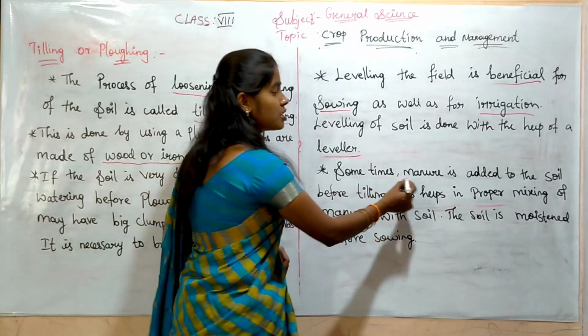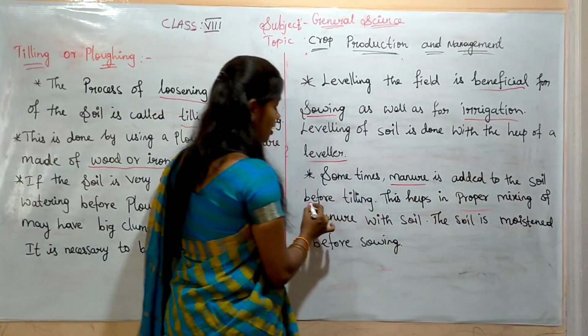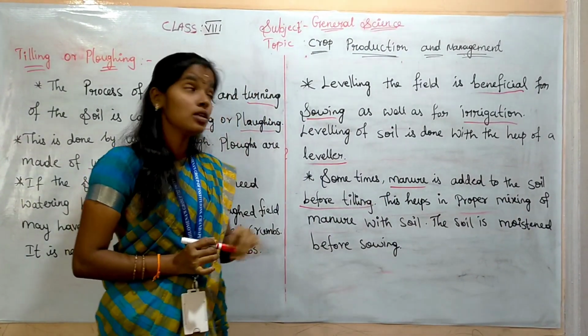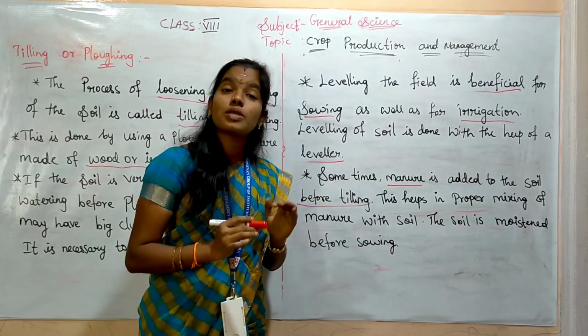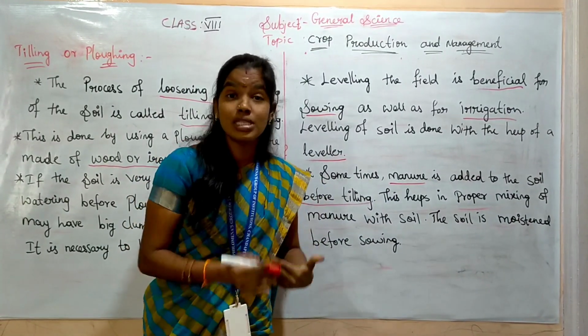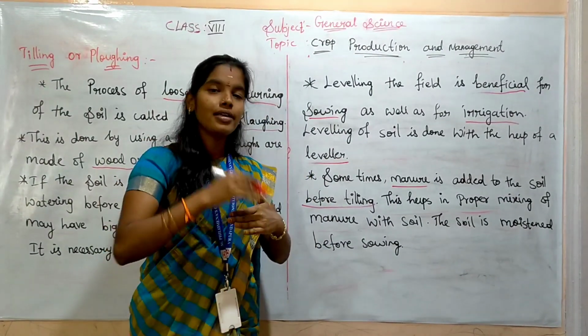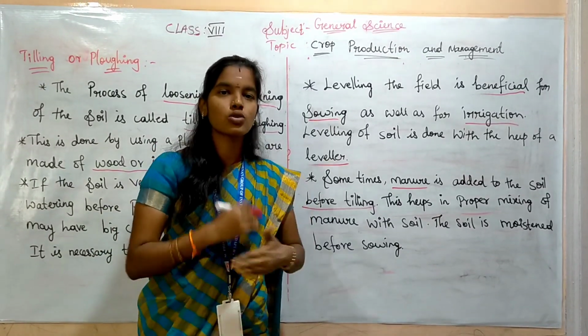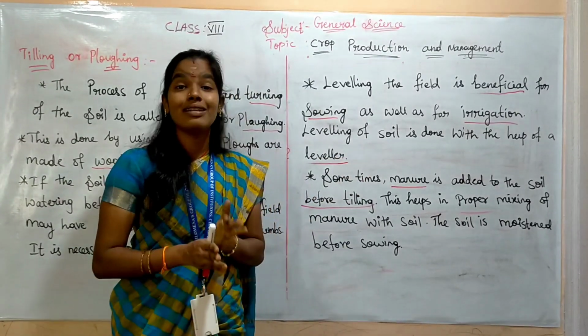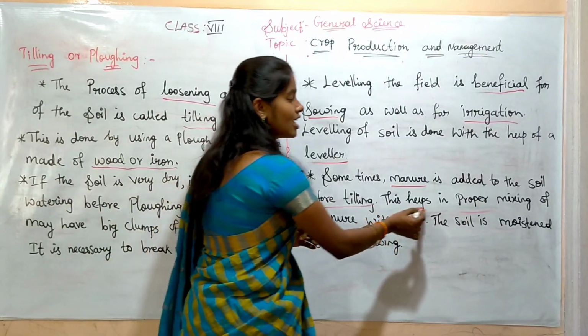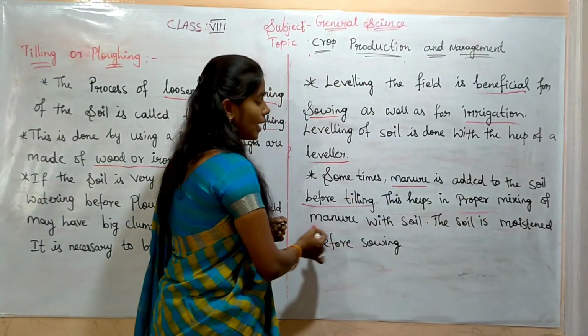Sometimes manure is added to the soil before tilling. So sometimes we add manure before the tilling. If we do the tilling process after adding the manure, it will mix very well in the soil. So this helps in the proper mixing of manure with soil.